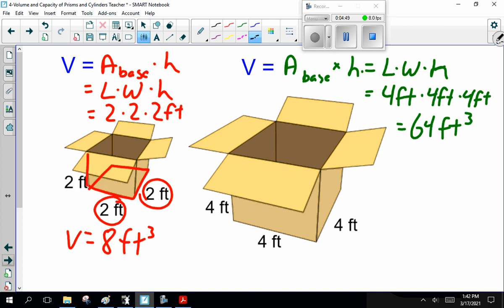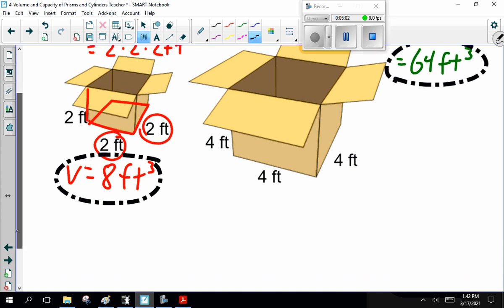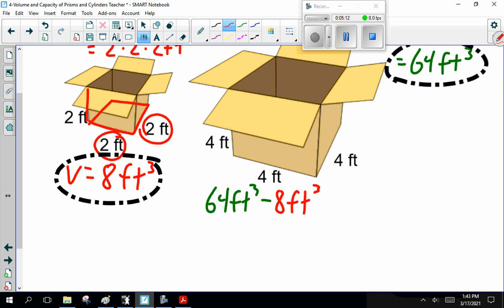Well, box 1 is 8 cubic feet. Box 2 is 64 cubic feet. All right? Now be careful. 64 feet cubed minus 8 feet cubed. This box can hold 56 feet more. All right? So normally I'm looking for the difference.